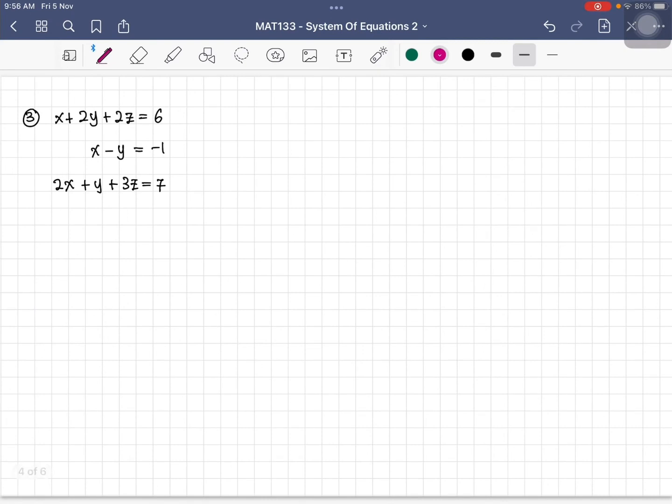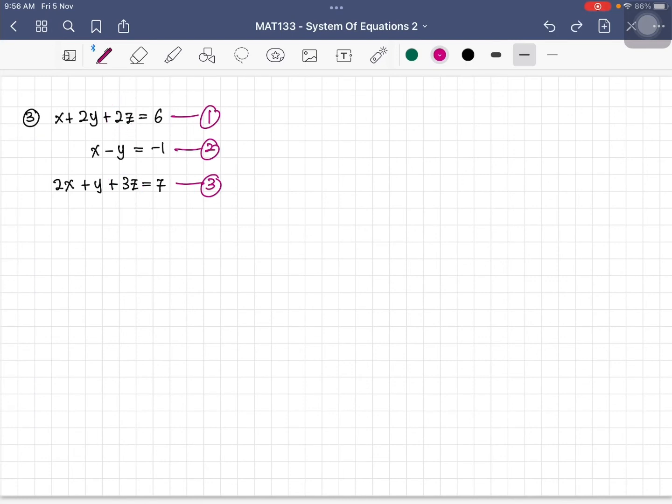Suppose we have this one, x minus y equal to a negative 1. Firstly, let me just label it. Because we have three equations, we need to solve them simultaneously in three variables. So what we do is reduce to two variables. Since equation number 2 is already in two variables, we need to reduce equation number 1 and equation number 3, so we have to eliminate z from the first and third equations.